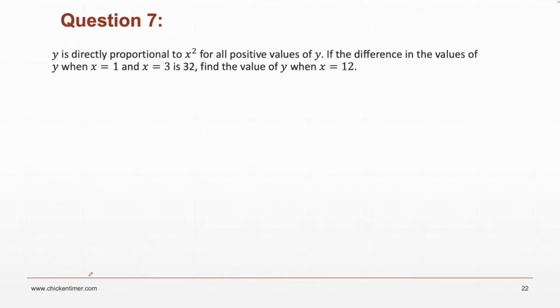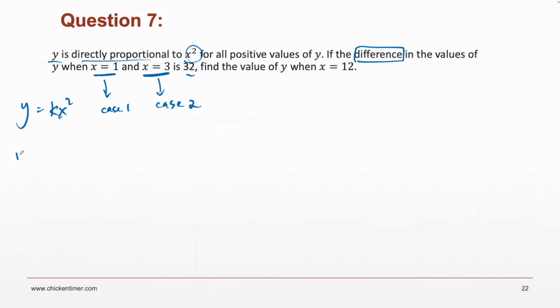So the first question is like this. It reads, y is directly proportional to x squared for all positive values of y. We can use the equation from what we learned earlier, y equals kx squared. Then the second part of the question says that the difference between the values of y when x equals 1 and x equals 3 is 32. So I can call this case 1 and I can call this case 2.